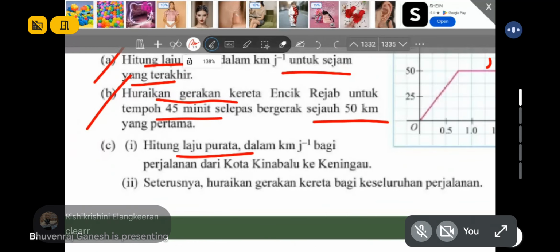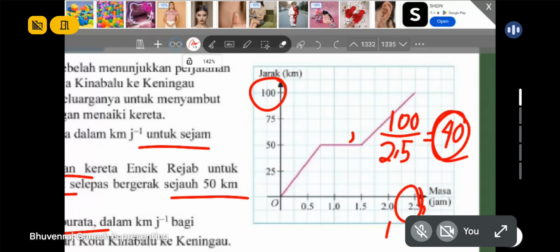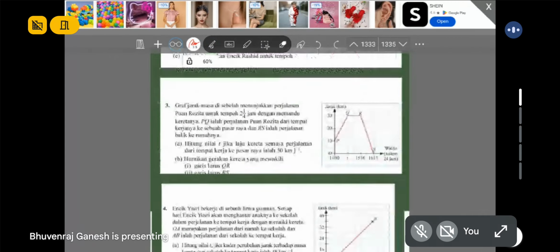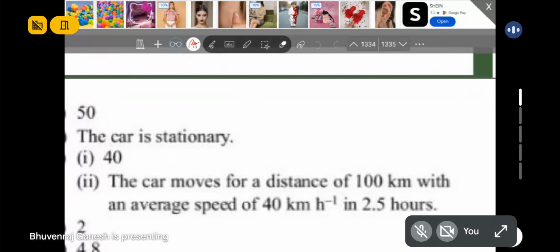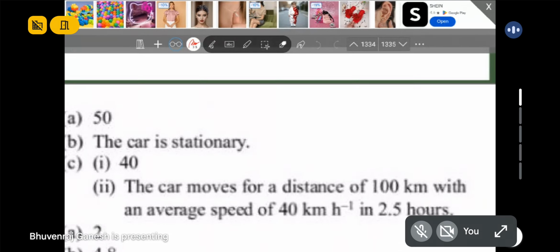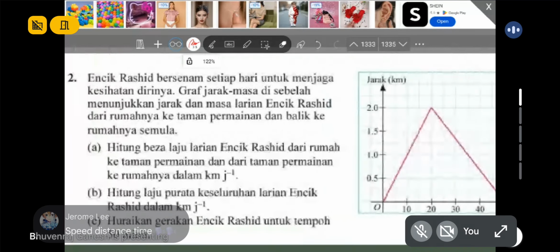Okay, next one. They ask you guys to describe the journey for the whole one. Keseluruhan. So keseluruhan sangat senang. Jarak 100, masa 2.5, laju purata 40. Just need to mention all the 3 info. So this is the answer. Distance 100, average speed 40, 2.5 hours. Okay, so next one, question 2.